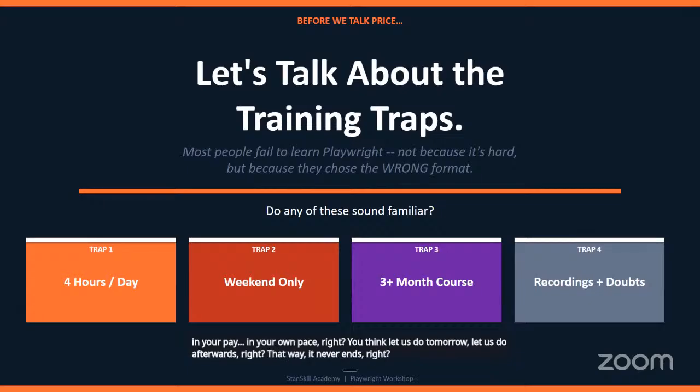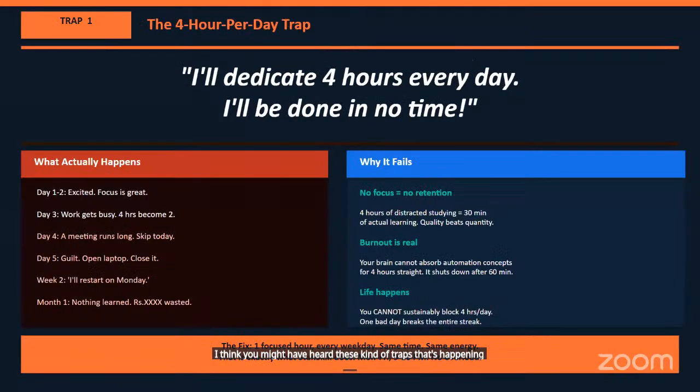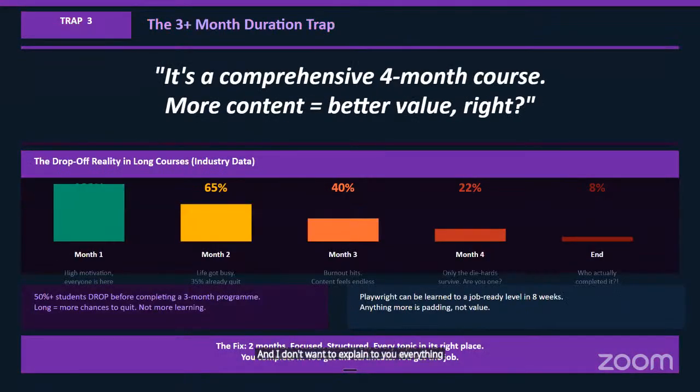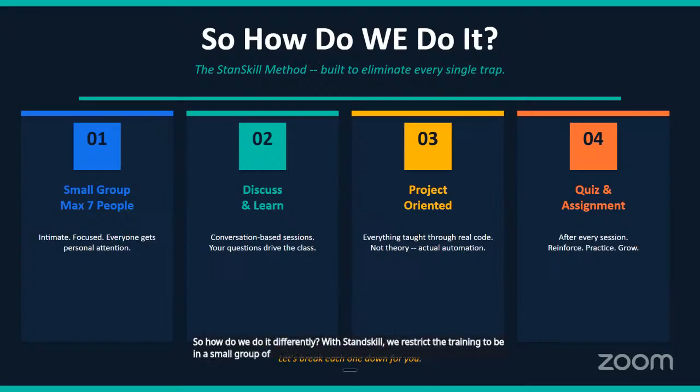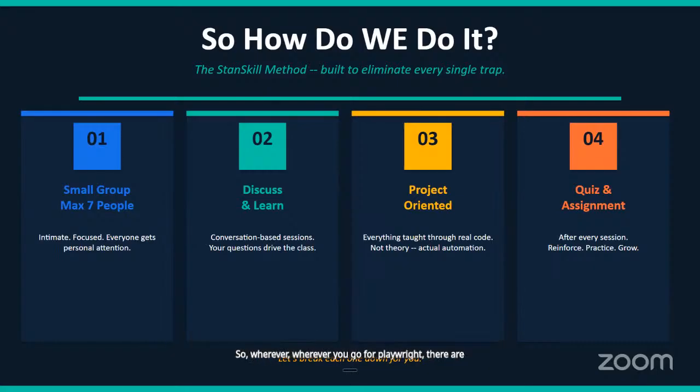I think you might have heard these kinds of traps that are happening right now, and I don't want to explain everything. I think now you got what is there in the industry right now, right? So how do we do it differently? With Stand Skill, we restrict the training to a small group of less than 7 people, right? You will not have more people. Wherever you go for Playwright, there are trainings happening for at least 30 people in a batch. That's like running a rat race, right?